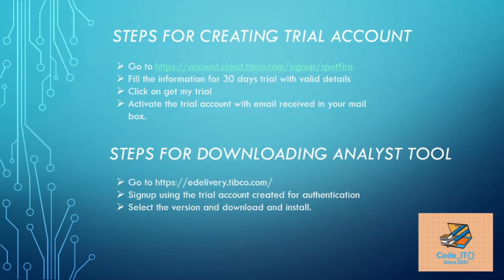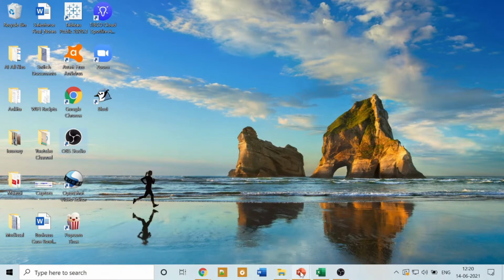So the very first step is you have to go to account.cloud.tibco.com. I'll give this link in the description so you don't face any difficulties, and you can also Google it. You can just Google Tibco Spotfire 30 days trial and you'll be redirected to the same link. Then you have to sign up for the 30 days free trial, and you'll receive an email at the registered email ID that you have given on the sign up page, and you have to activate the account. So let's see how it's done in real. I've already done all those things, but I can give you a brief review.